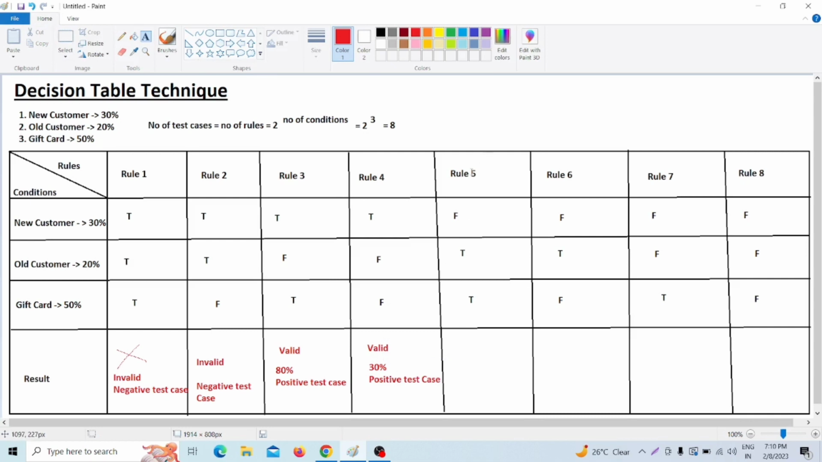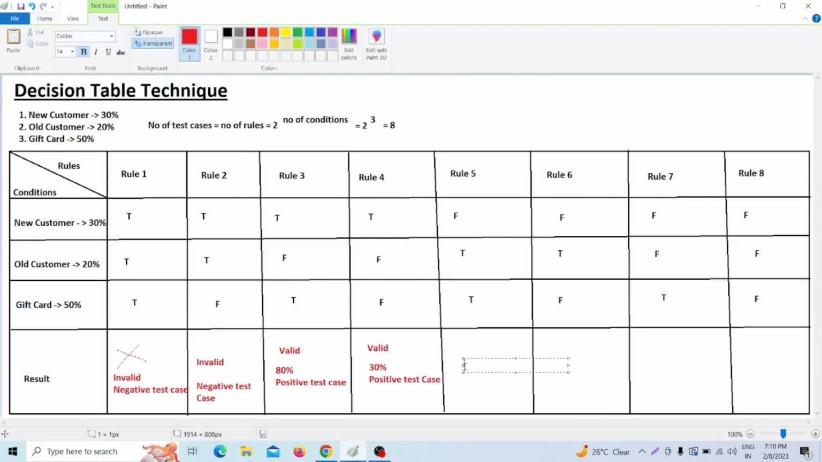Okay. Now coming to rule number 5. So I am the new customer, false. I am the old customer, yes, true. That means I can get 20% discount. And gift card, can I apply the gift card? Yes, true. That means I am the old customer and I can apply the gift card. These are 2. That means 50 plus 20 equals 70%. I can get 70% discount. That means it is also a positive test case. That means it is also valid.